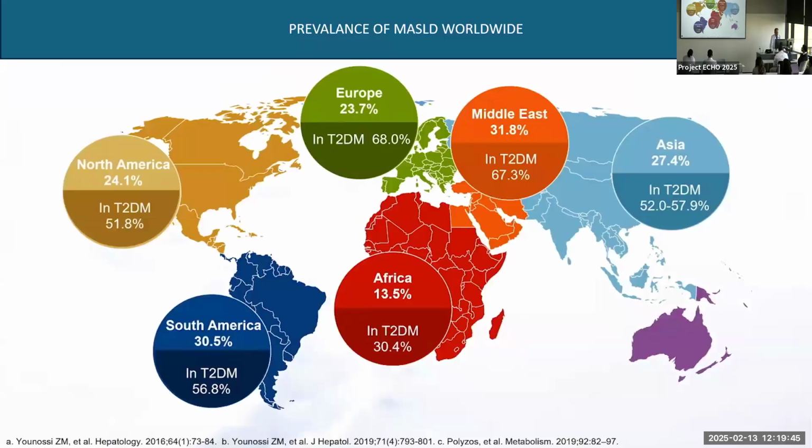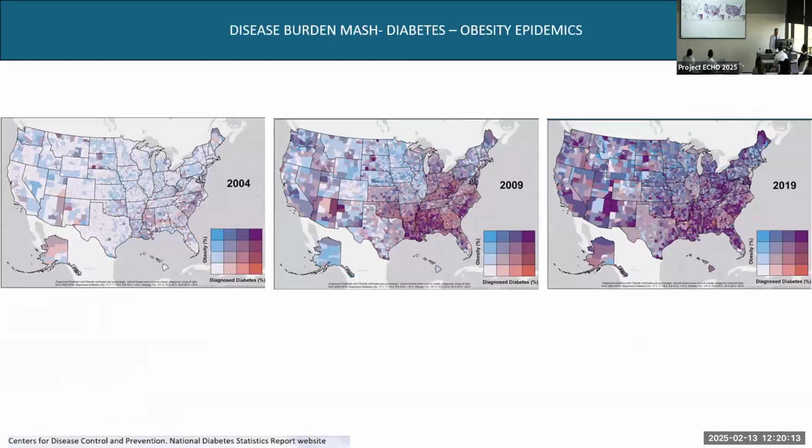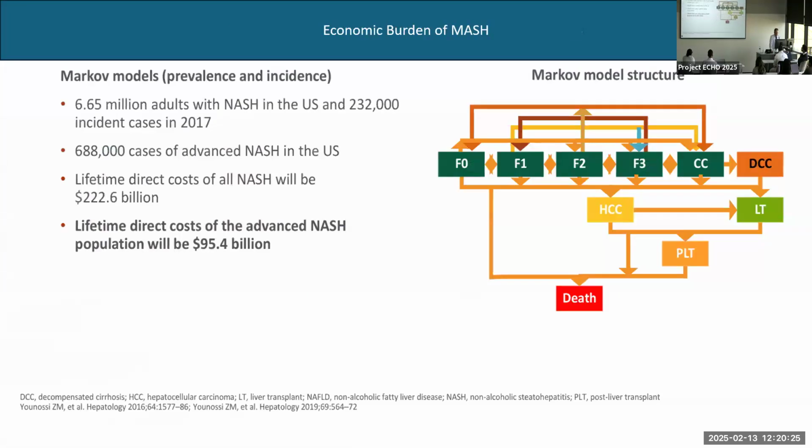You have seen many times that diabetes and other conditions are increasing in prevalence, not in the Western world only, but in the whole world. This is for diabetes. From 2004 to 2019, you see the prevalence has increased. This is just adults age 20 or more. And this is together with obesity and diabetes. If you look at that, it's getting darker and darker with the years. And Texas is also getting darker here.